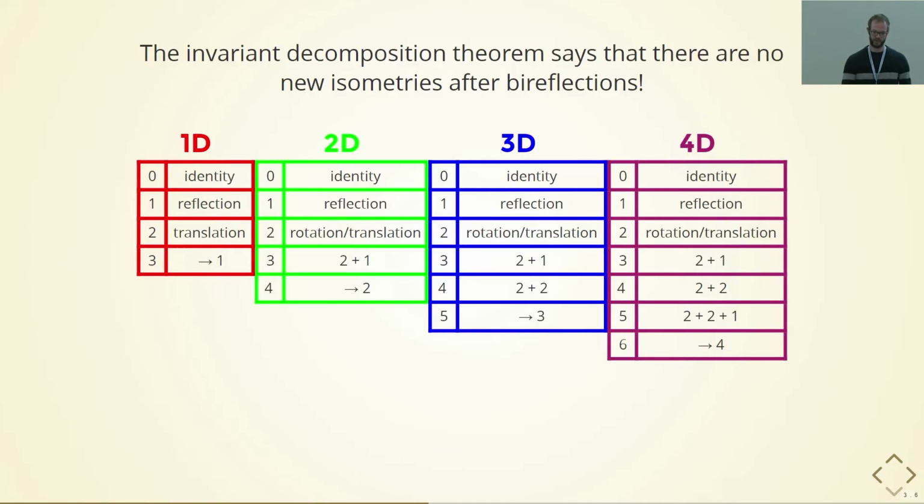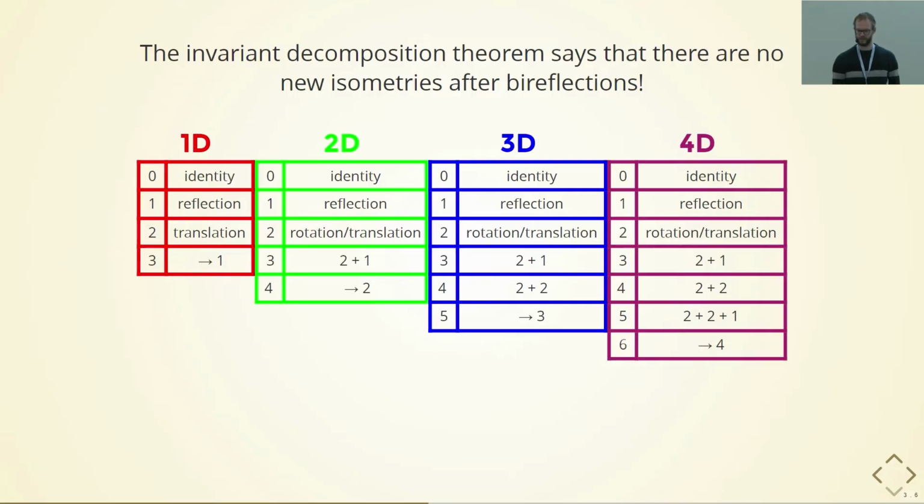So in 1D, you can only do 1 reflection or 2 to make a translation. But in 2D, after you do 1 reflection, you can do 2 reflections to make a rotation or a translation. But then when you do 3 reflections, that's actually the same as doing 2 plus 1. Right? So 3 is not a new thing. You get 2 and 1. So that would be, for example, in this case, always a translation with a reflection, as we've just seen.